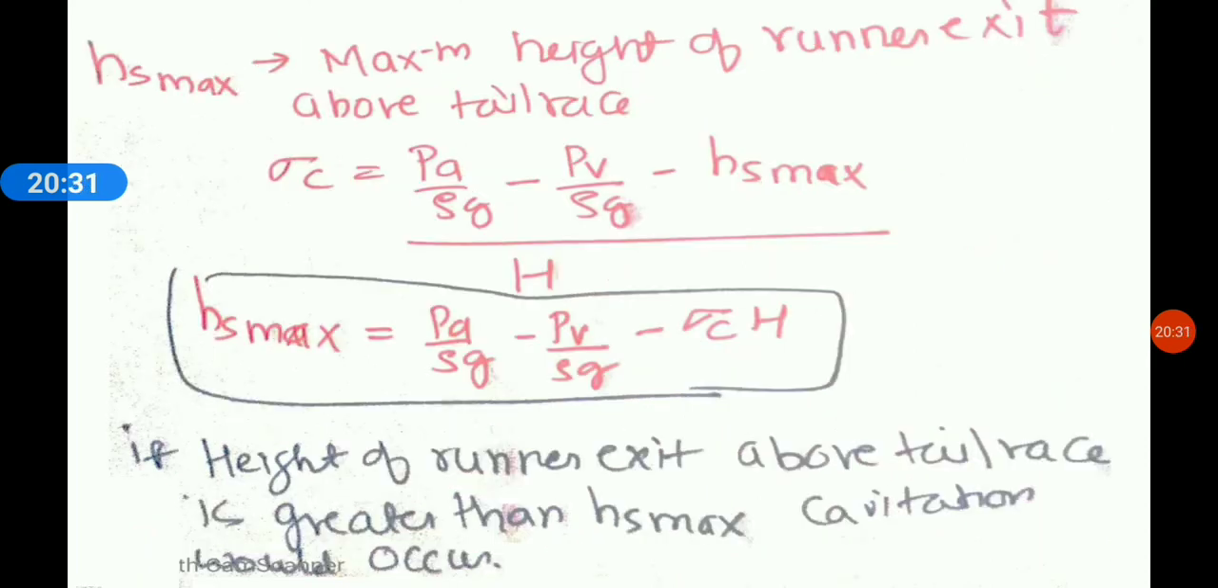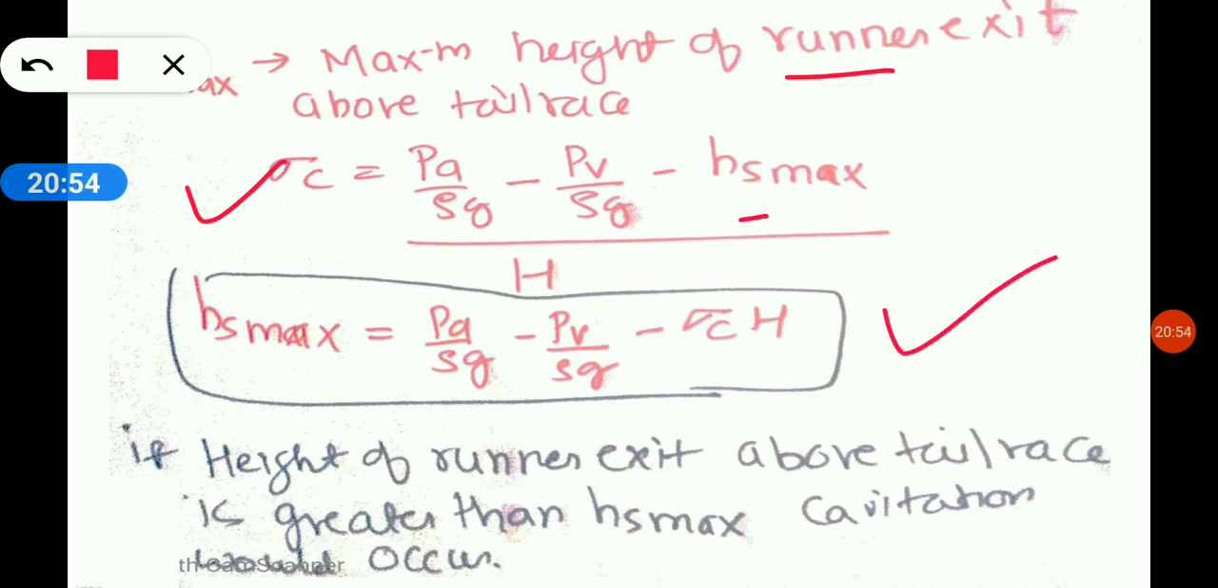Now we can also find out the maximum possible height above the tail race level with the help of the sigma c formula only. So this is the formula. Here, instead of PV you can also write P minimum. So Pa by rho g minus PV by rho g minus hs max upon H. So you are getting this formula. While designing, one should take care that the height above the tail race level should be lower than this. If it becomes equal to this or greater than this, then definitely cavitation will occur.